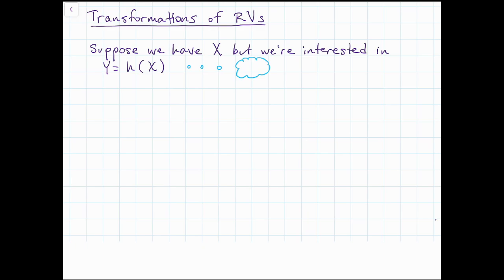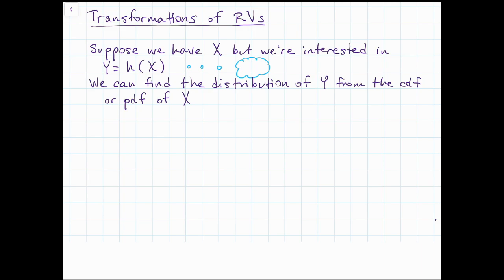One might be if x is the price of a stock and y is the payoff of an option. Then we'd really be interested in y, the value of the payoff, which is a function of the stock price. So we can always find information about the distribution of y from the distribution of x, either the PDF or the CDF, in a couple of different ways.